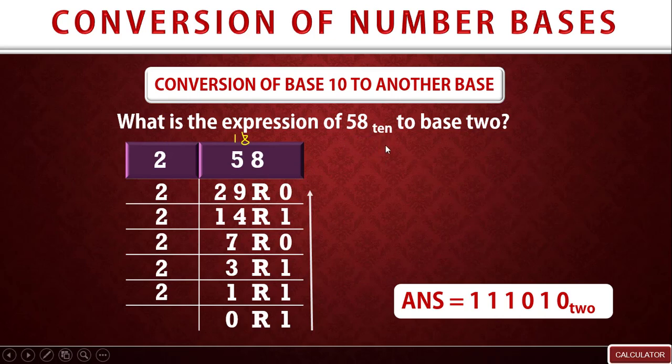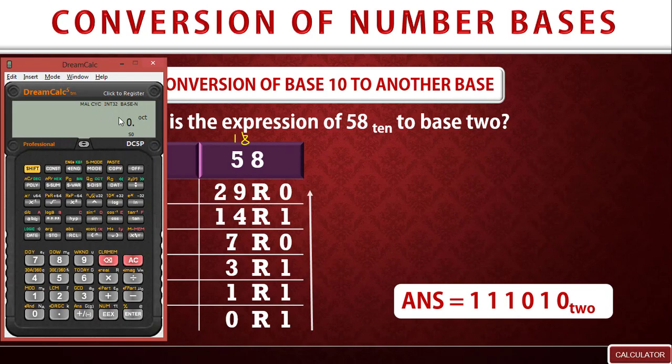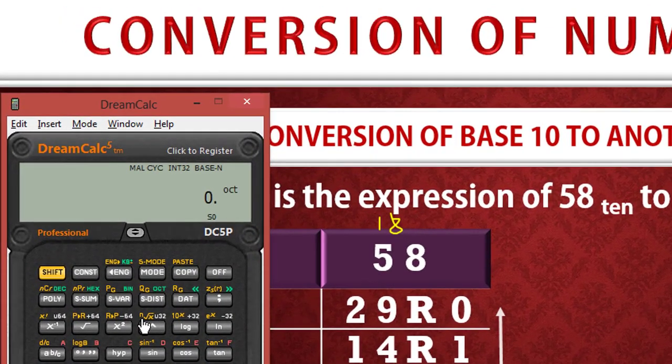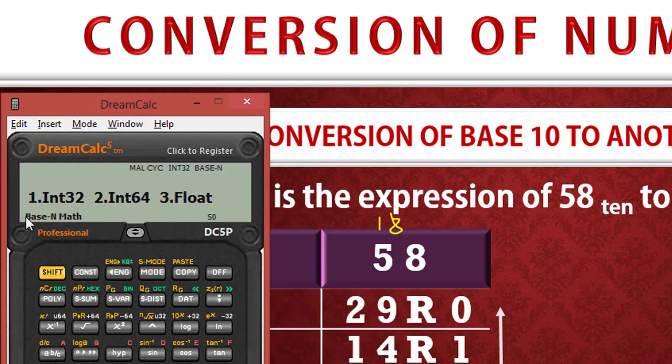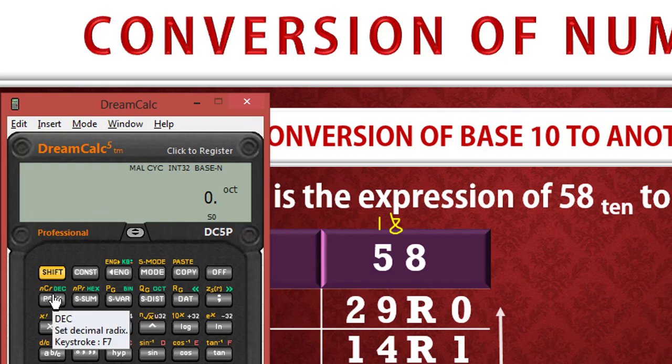So if you look at the question, 58 is in base 10, we're to convert to base 2. So that means we have both in our calculator. Put on your calculator. Make sure your calculator is on base 10. If your calculator is not on the right mode, all you need to do is go to mode and then press 2. So this might not show in your own. Okay, the next thing now is to go to your decimal, that is your DEC.